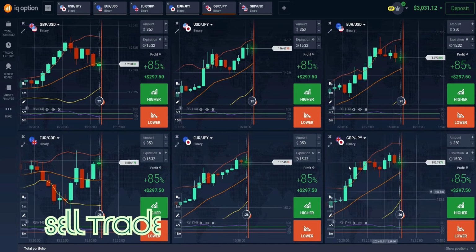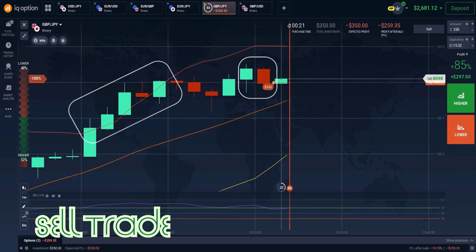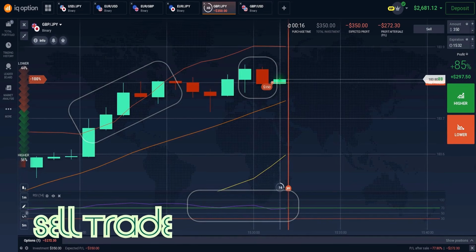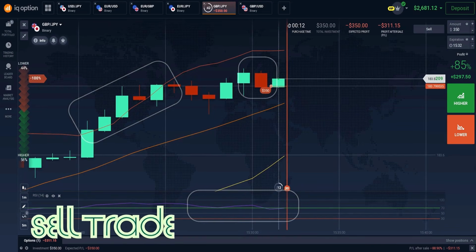Here's when to take a sell trade. Look for a firm engulfing pattern on the chart. The candle should touch the upper Bollinger Band line. The RSI indicator should also touch the upper overbought line. Only take a sell trade if the market meets these requirements.